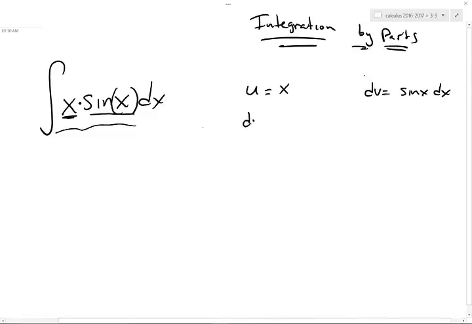Okay, so let's find du, shall we? What is the derivative of x? It's just dx, right? Du is just dx, or 1 dx. That makes you happy.